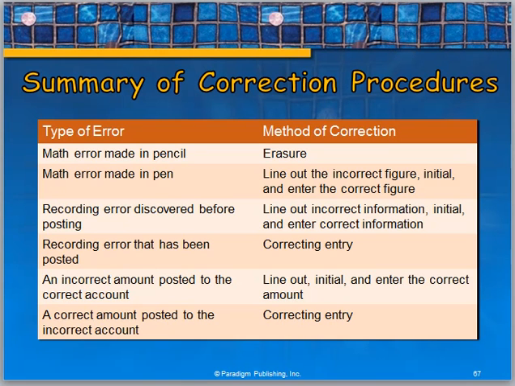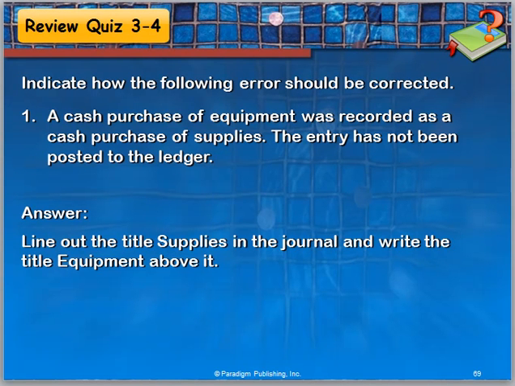So in our last video we were looking at the correction procedures, and the last one I didn't get to. The correct amount posted to the incorrect account requires a correcting entry. So let's look at a few examples.